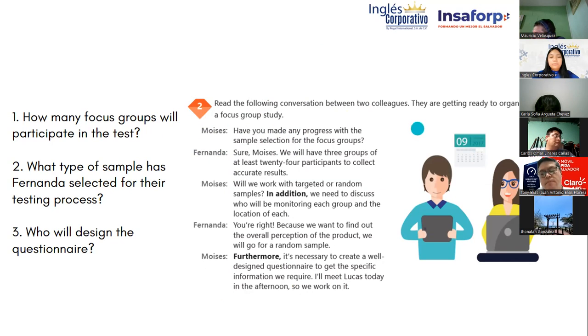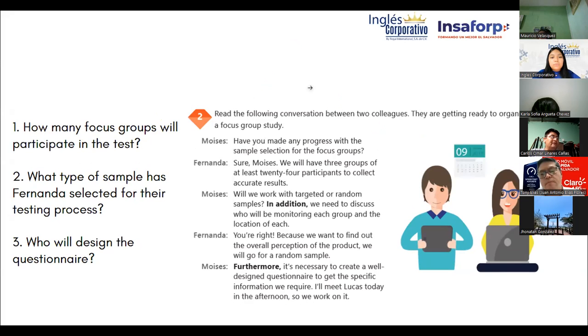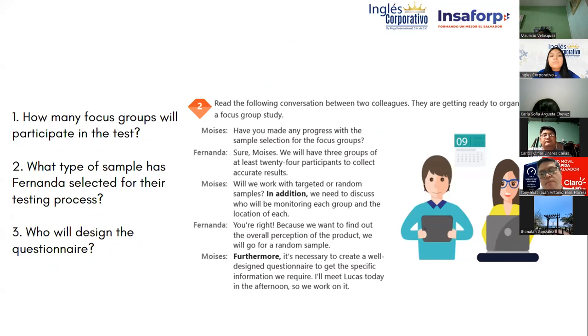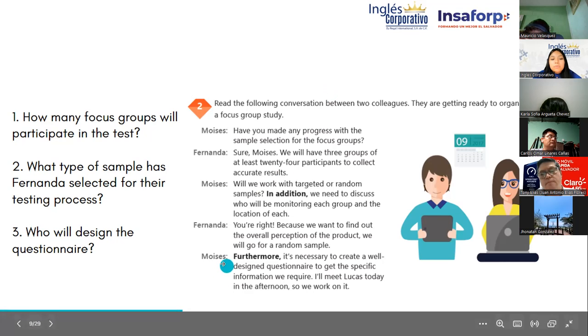Have you made any progress with the sample selection for the focus groups? Sure, Moises. We will have 3 groups of 24 participants to collect accurate results. Will we work with target or random samples? In addition, we need to discuss who will monitor each group and the location of each. You're right, because we want to find out the overall perception of the product. We will go for the random sample. Furthermore, it's necessary to create a well-designed questionnaire to get the specific information we require. I'll meet Luca this afternoon, so we can work on it.